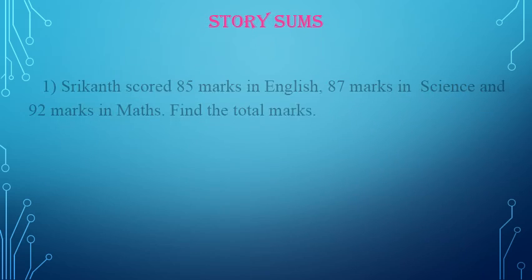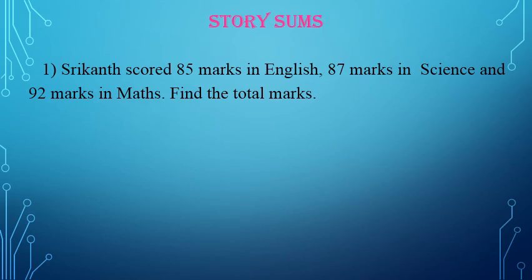Now we will see story sums. I am reading the first example. Look here. Shrikant scored 85 marks in English, 87 marks in science and 92 marks in maths. Find the total marks. In this example, English marks, science marks and maths marks are given and we have to find out total marks. So what you will do? We have to do addition here.